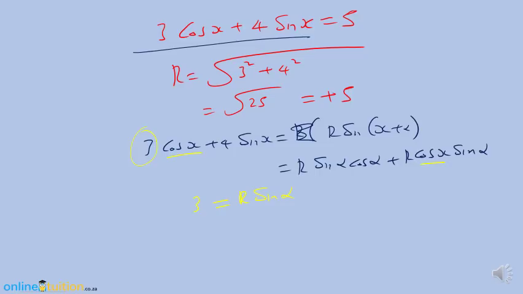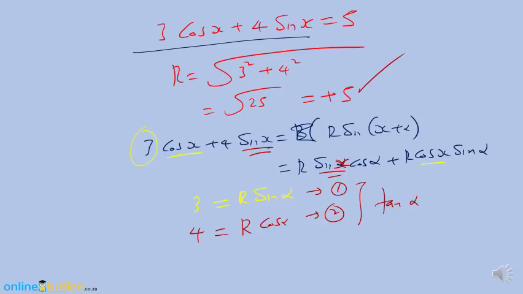And if I compare the other one, the coefficients of sine x, so 4 equals r cos alpha. Sorry, here I meant for this to be an x, and you would have spotted that if you were awake. So you can see straight away that if I square both equations and add them, I will get r equal to 5. And if I take equation 1 and divide by equation 2, then that will tell me that tan of alpha, sine over cos, the r's will cancel out, is 3 over 4.